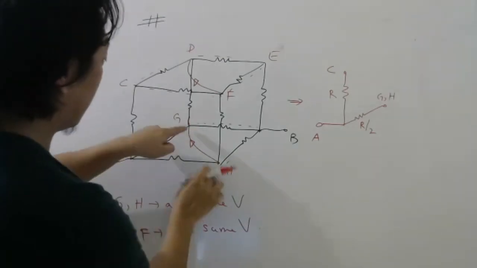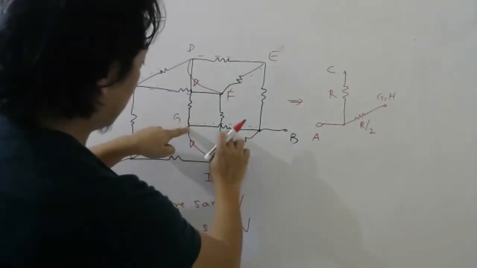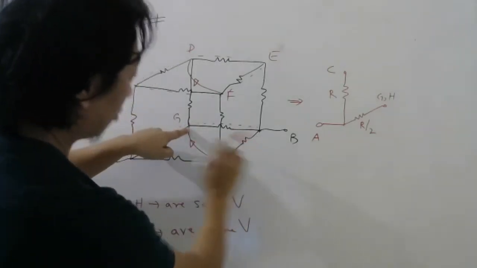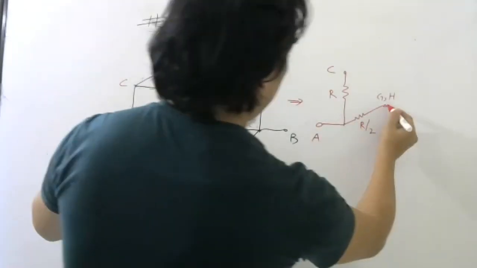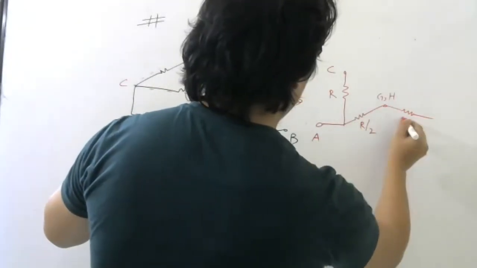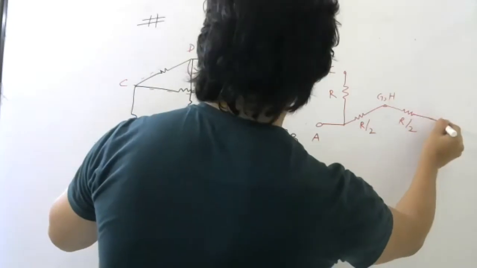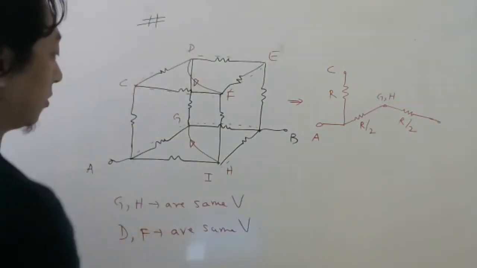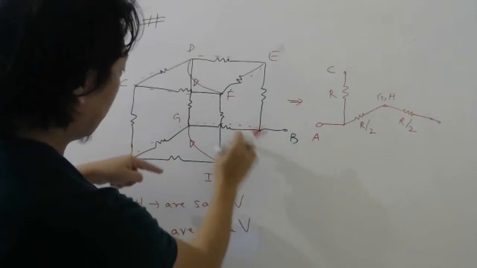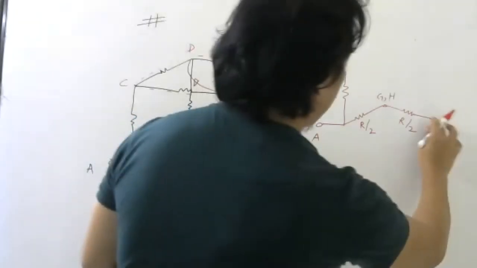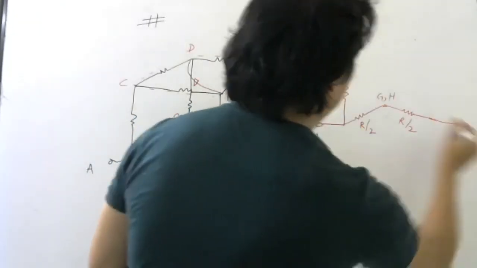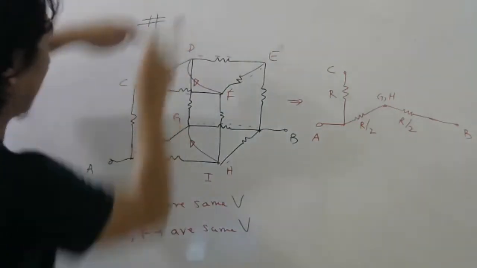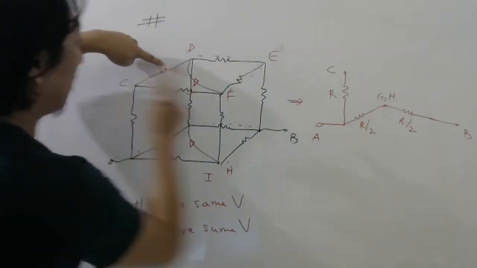Once it comes there, you can notice these two in the bottom are also in parallel. So R by 2, right? Yes or no? Once I put this here, these two will be in parallel. So that will be your which terminal? D. Okay, now let us go to the top part. This and this will come in parallel.